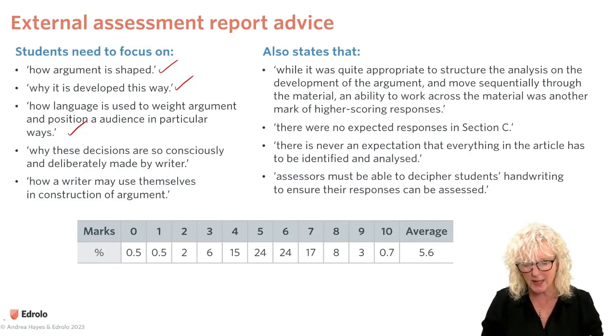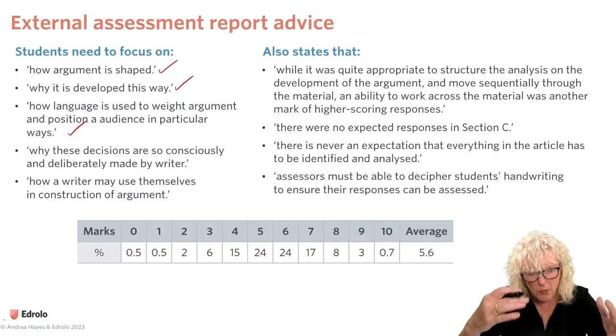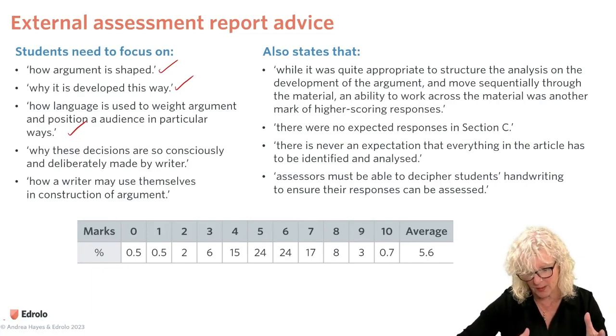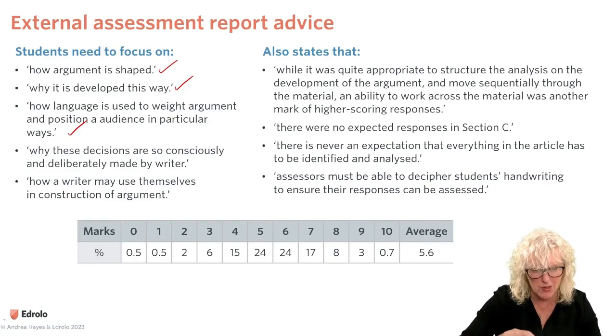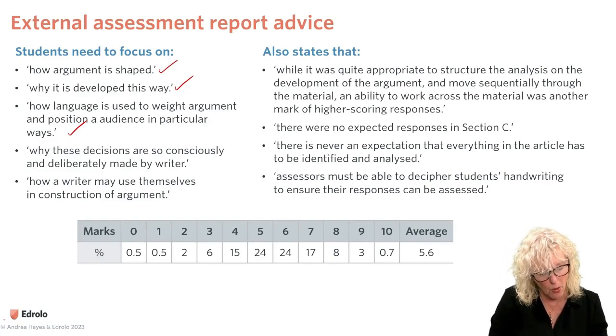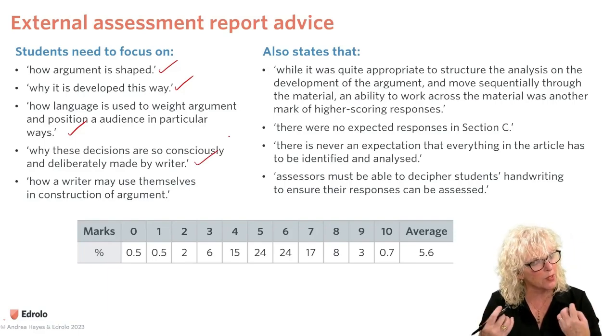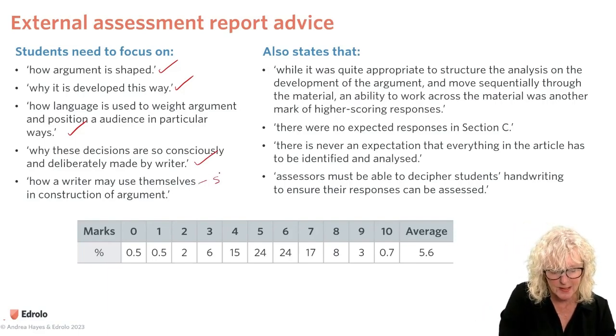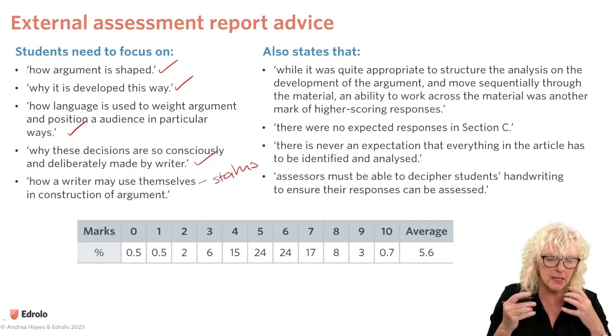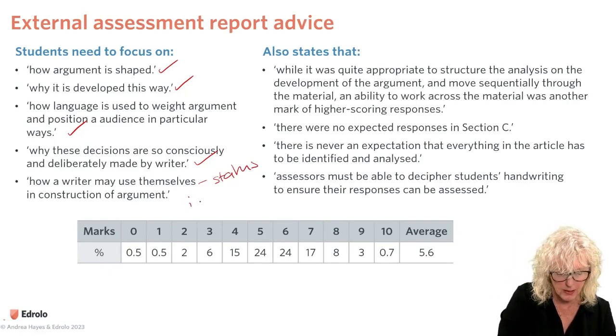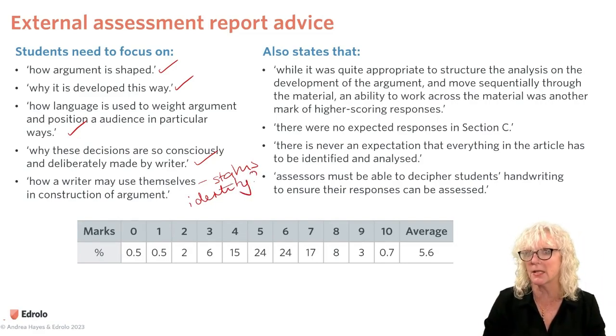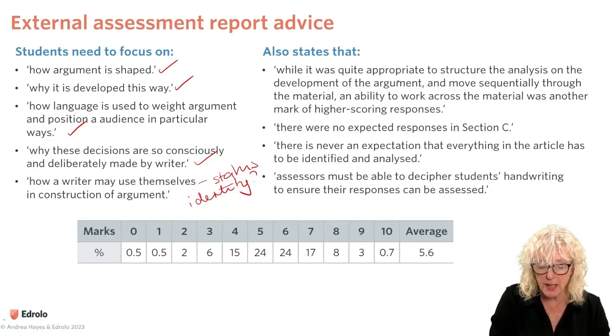A writer just doesn't ad hoc write an argument. The writer carefully plans the order of the main points and what's going to be most effective and where. Also, how a writer may use themselves, their status, their identity in the construction of an argument. If they are the president of some association, do they have expertise themselves? Really, really important.